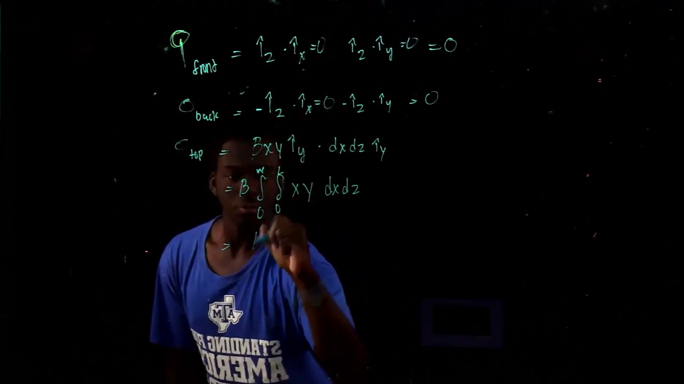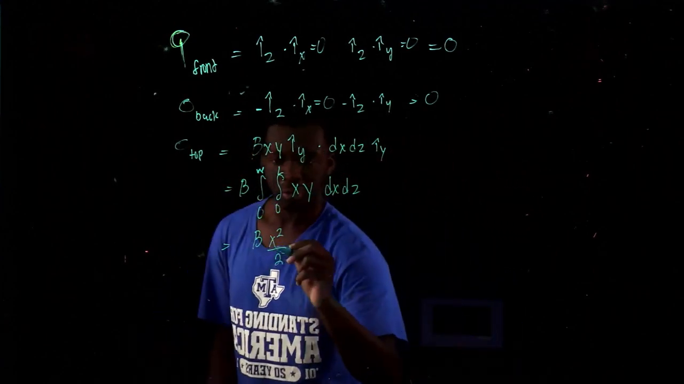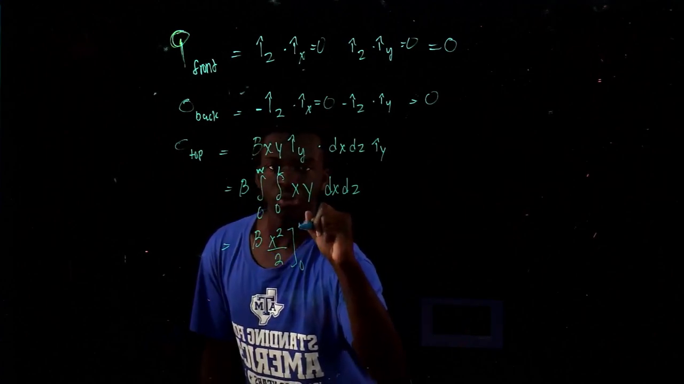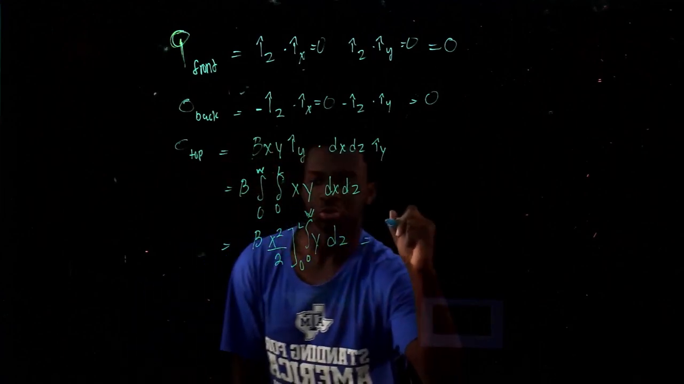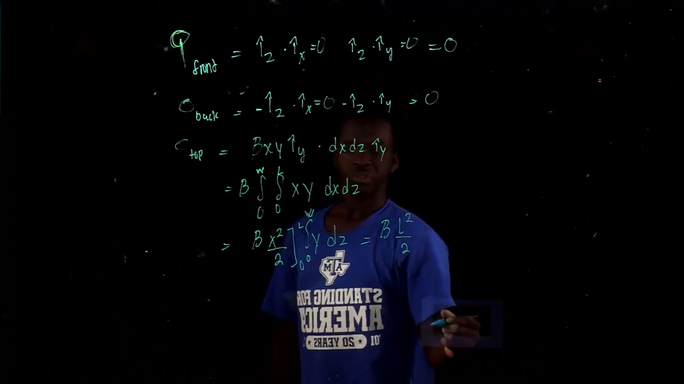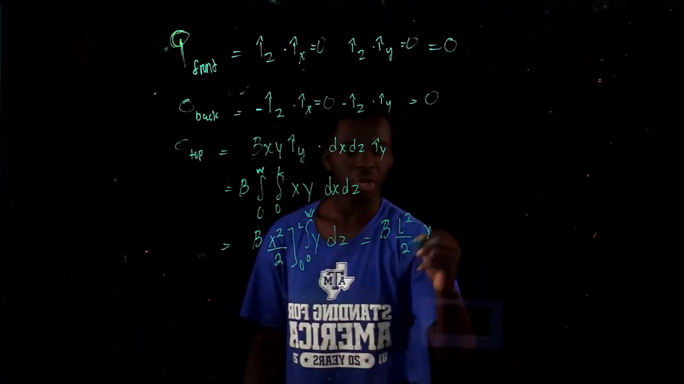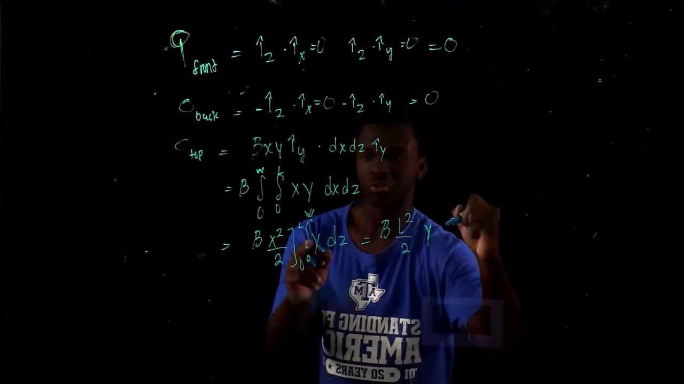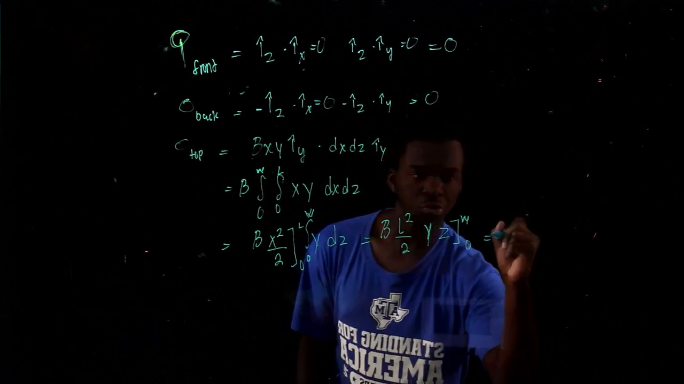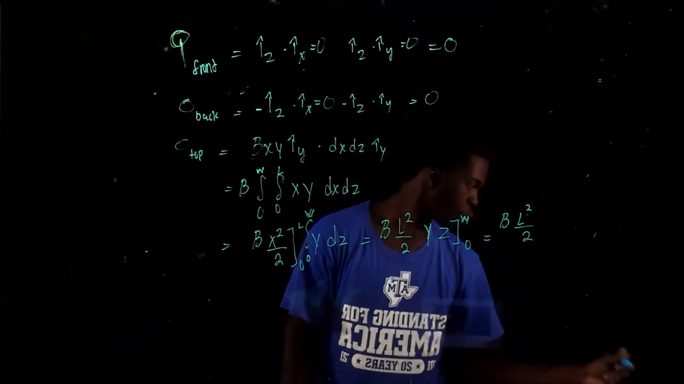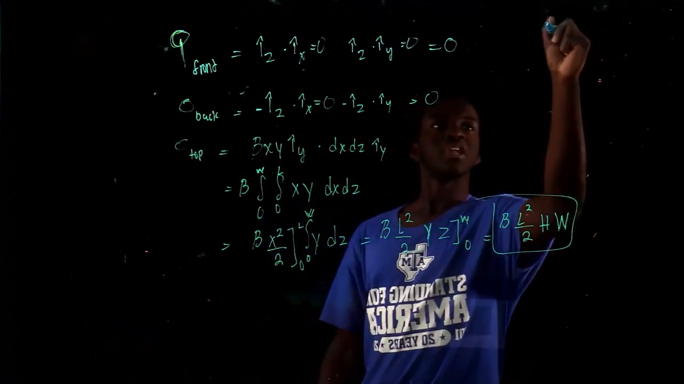So let's do X first. Beta X squared over two, integrated from zero to L. And then we're going to have Y dz integrated from zero to W. So this is going to be equal to beta L squared over two. Oh yeah, Y is constant also, so it should have been taken out. So the integral of dz is just going to be z, evaluated from zero to W, which is equal to beta L squared over 2. Y at this point is going to be h, and z is just going to be W, and that's the answer for the top.